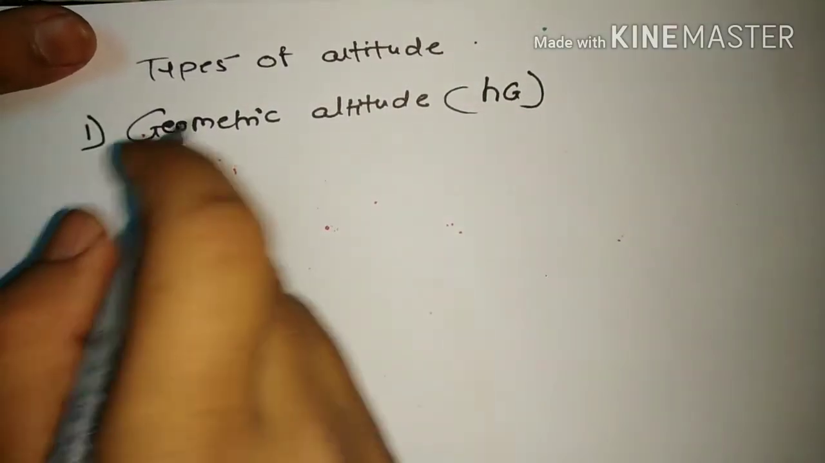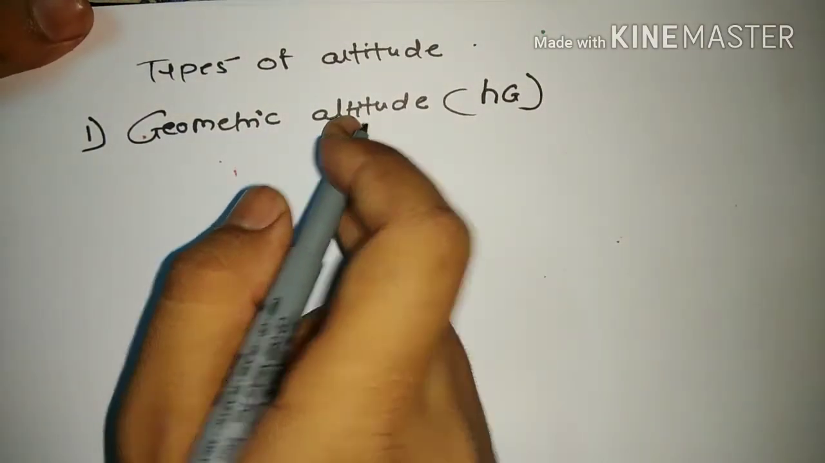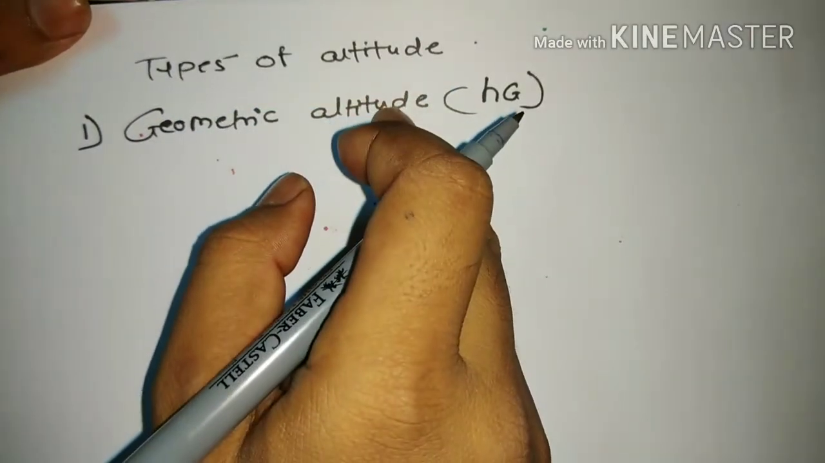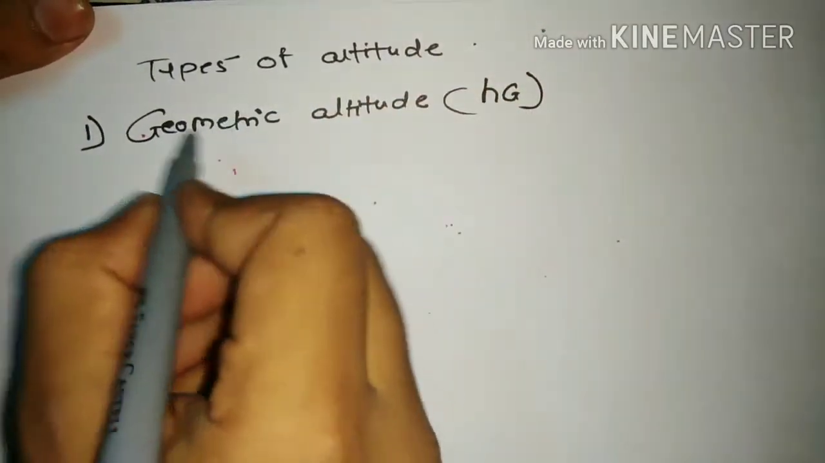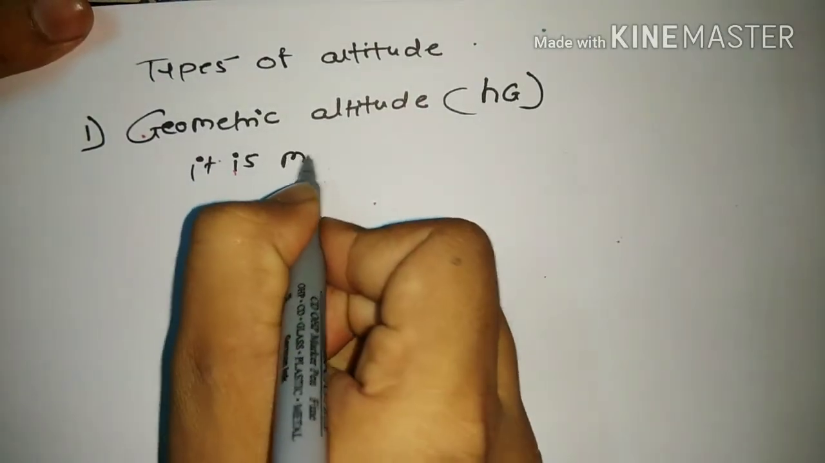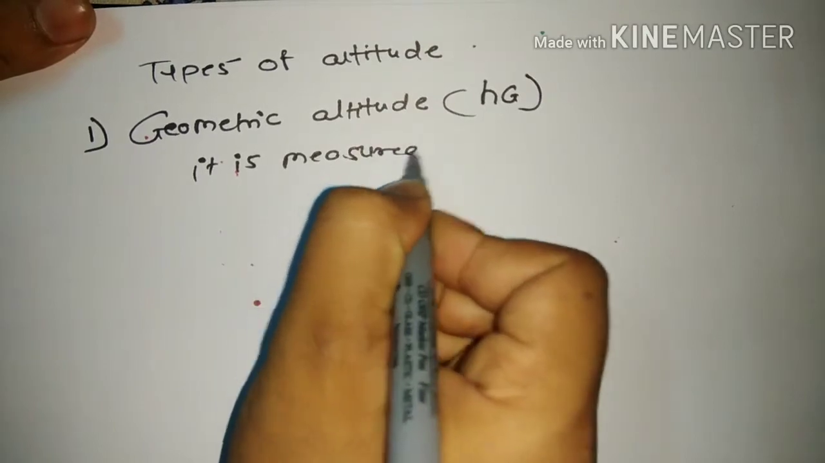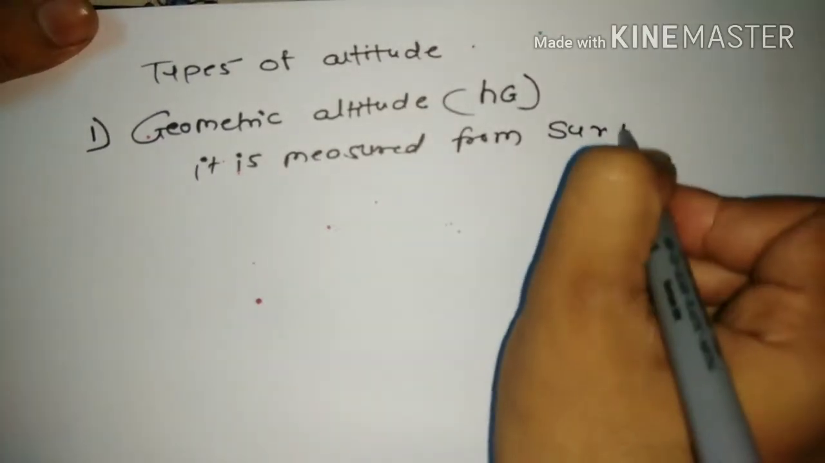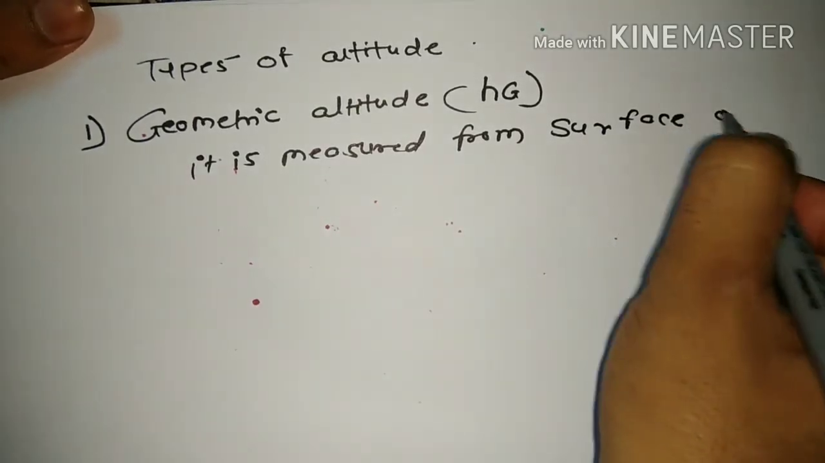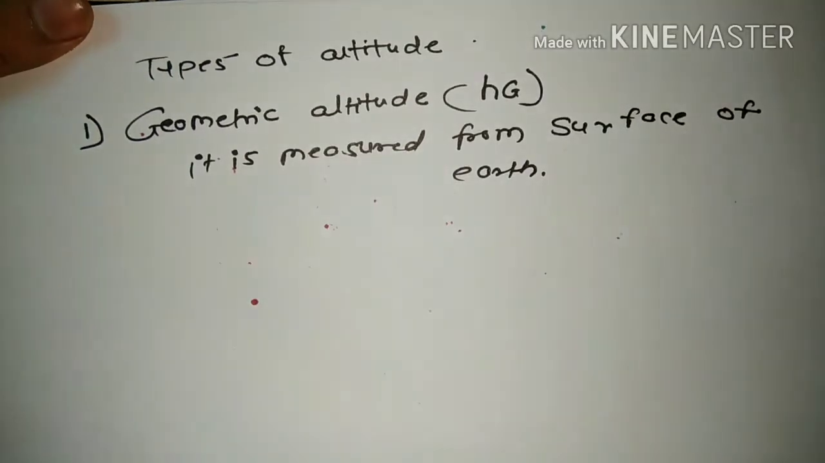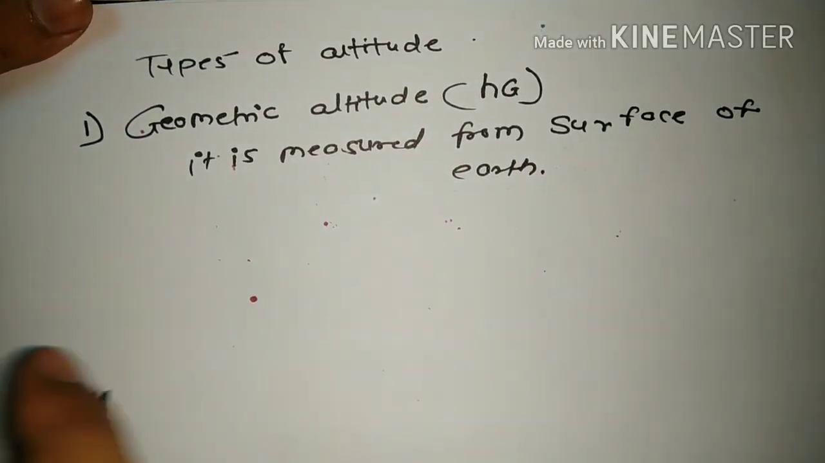What is geometric altitude? This altitude is measured from the surface of the earth. Okay, this is the geometric altitude.